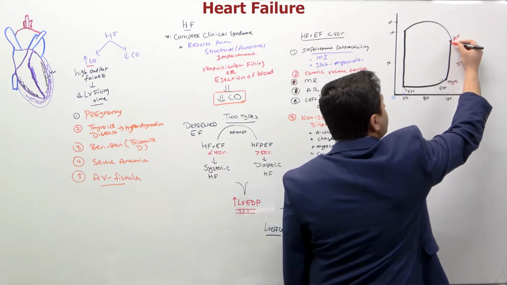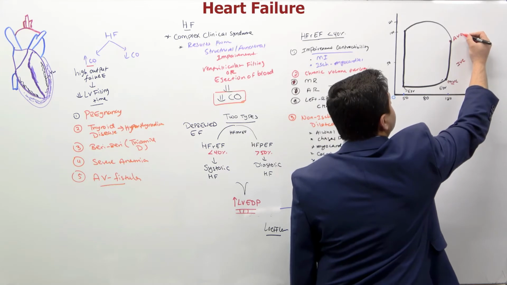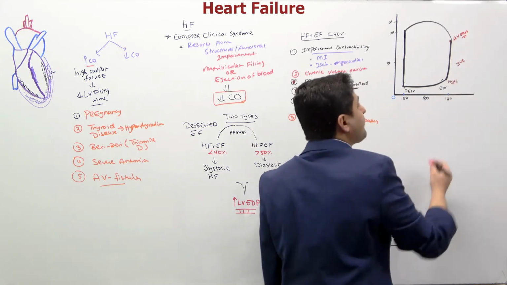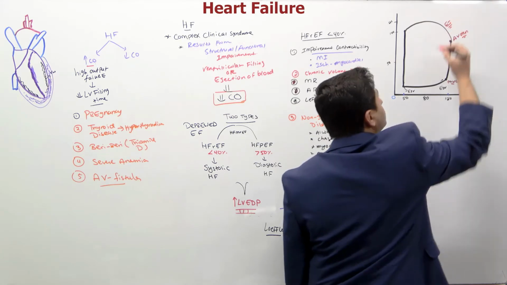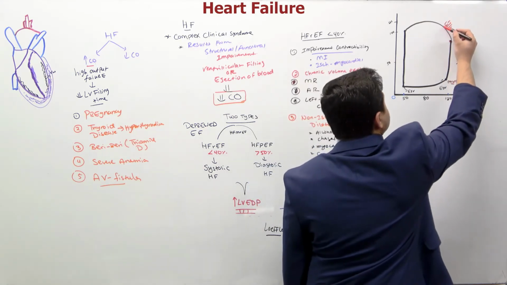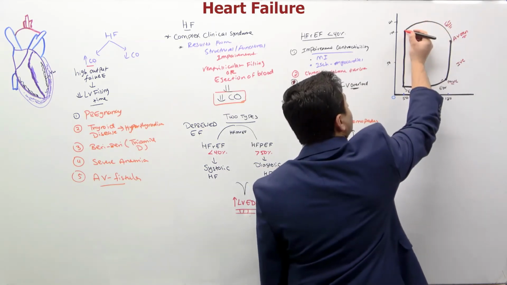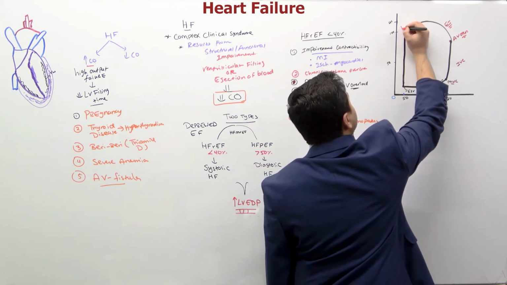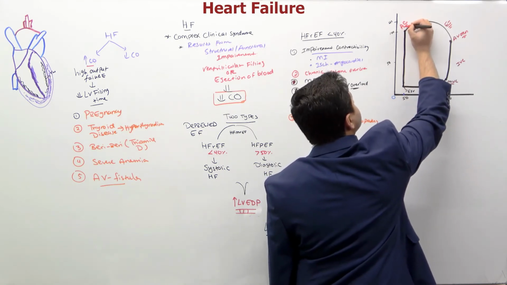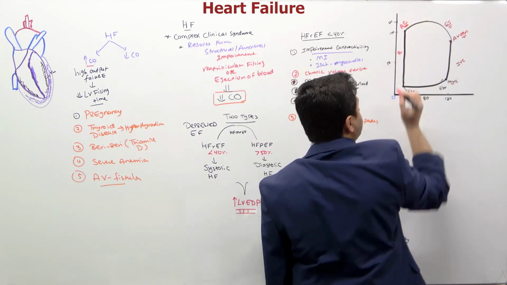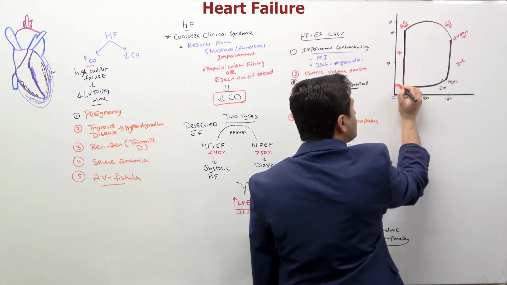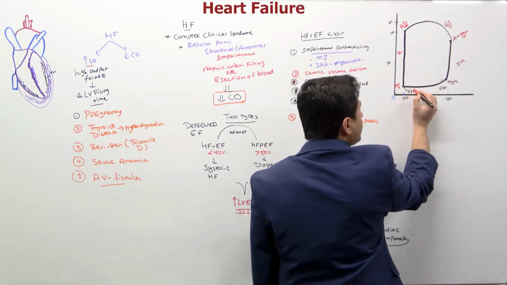Then this is where the aortic valve opens up, right? Now, when the aortic valve opens up, what happens? This is the ejection of the blood, right? There is a rapid ejection and a slow ejection of blood. And as time goes on, this is where the aortic valve closes. And this is where the isovolumetric relaxation is happening.